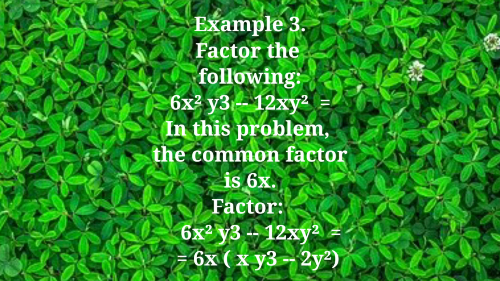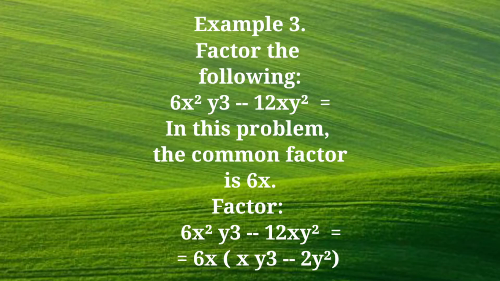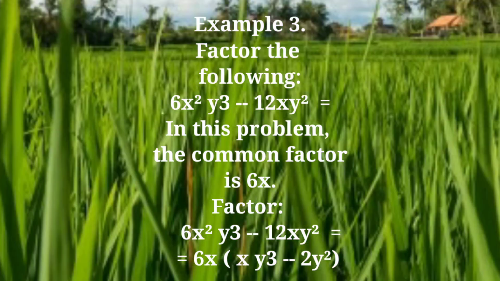Example number 3. Factor the following. 6x squared y cubed minus 12xy squared. In this problem, the common factor is 6x. Factoring 6x squared y cubed minus 12xy squared equals 6x quantity xy cubed minus 2y squared.